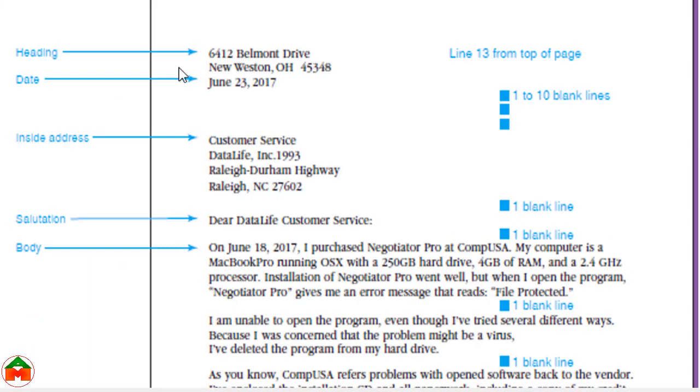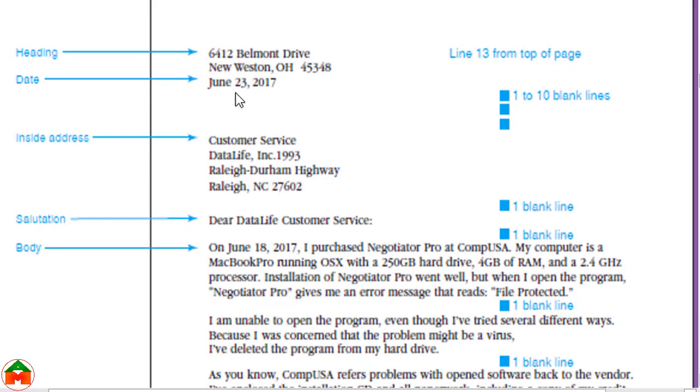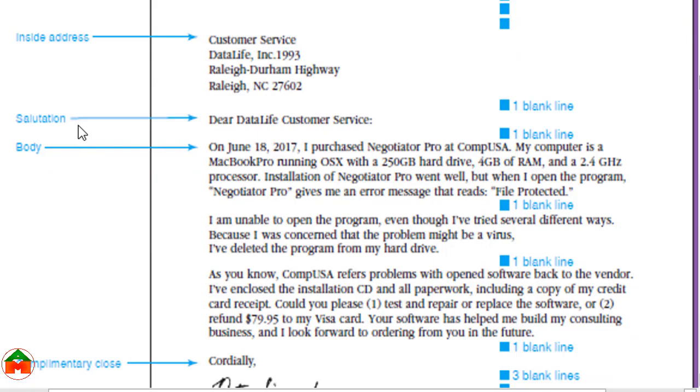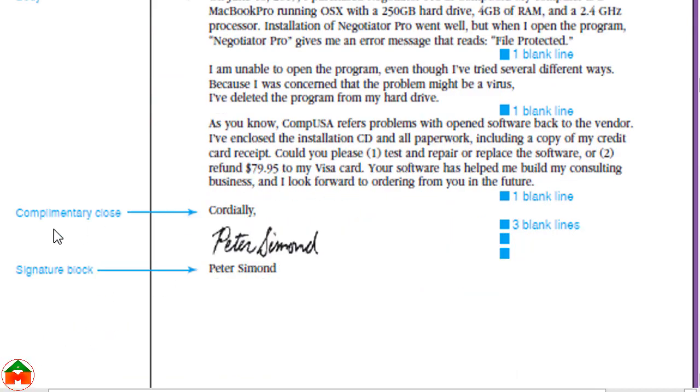We can see a letter here. This is the heading. Generally, this is printed in the upper middle of the page. After that, we can see the date. Then the inside address. This is the inside address. You will write the address and the name of the person to whom you are delivering this letter. After that, you can start with the salutation, and this is the body of the letter. There are 3 parts, and after that you can write the complimentary clause. After that, you can sign, and you can also mention your name and title.